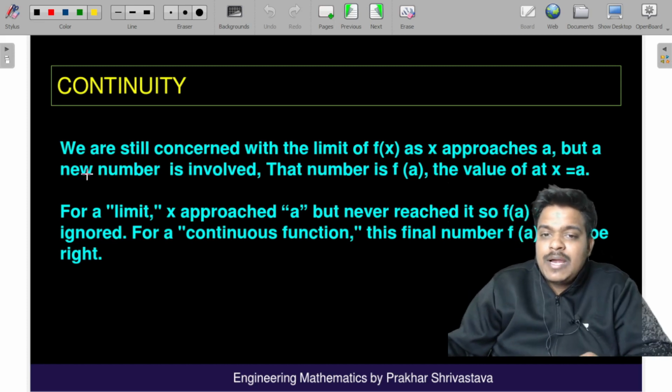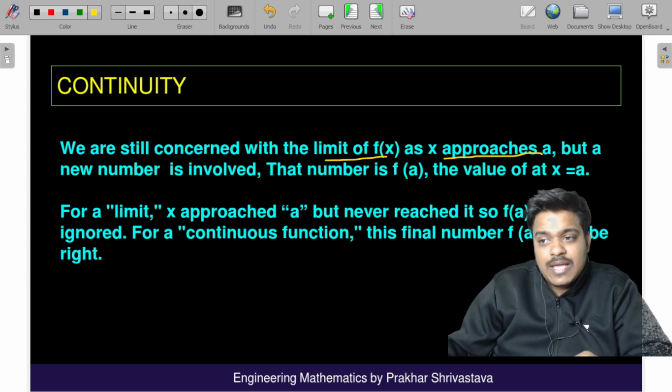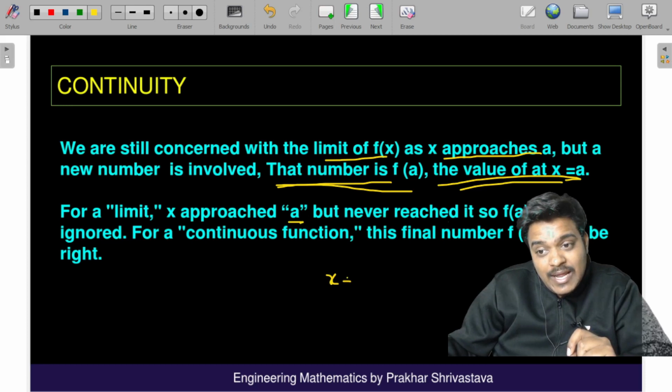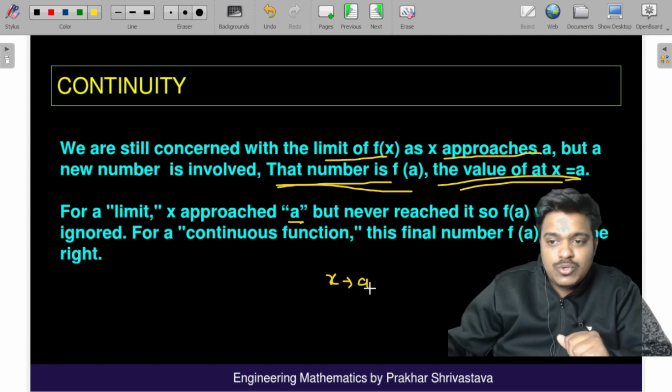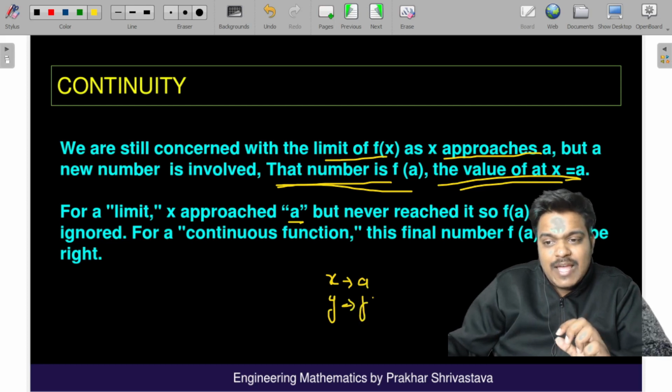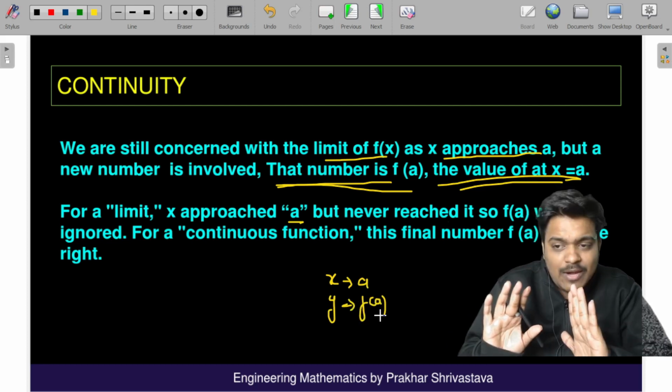So what do you mean by continuity? We are still concerned with the limit of f of x as x approaches a, but a new number is involved, that is the number f of a. This is the value of the function at x equal to a. For a limit, x approaches a but never reaches it. So x is tending to a, x is trying to reach a. So what value will the function try to reach? That is f of a. Simple.